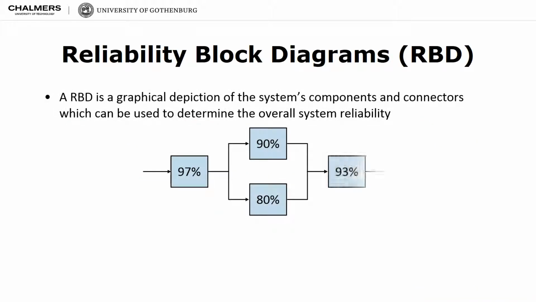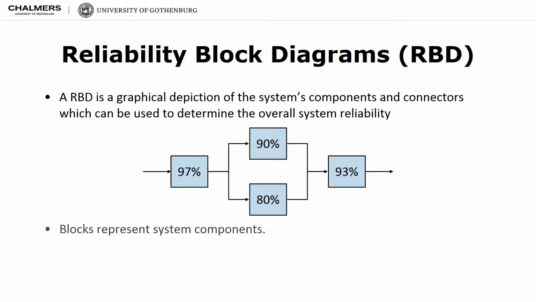Reliability Block Diagrams. A reliability block diagram, abbreviated RBD, is a graphical depiction of the system's components and connectors, and it can be used to determine the overall system's reliability given the reliability of the components. An RBD can have one or more paths through it, which represent successful operation.